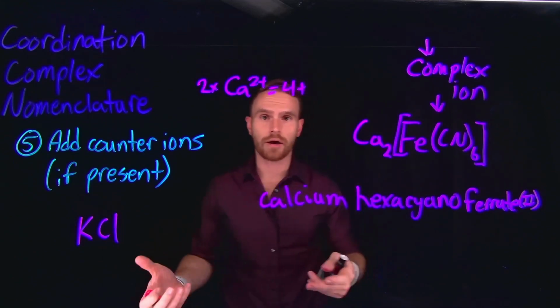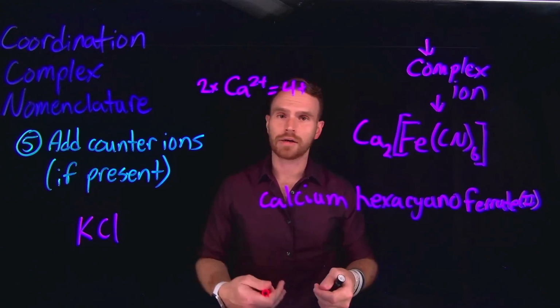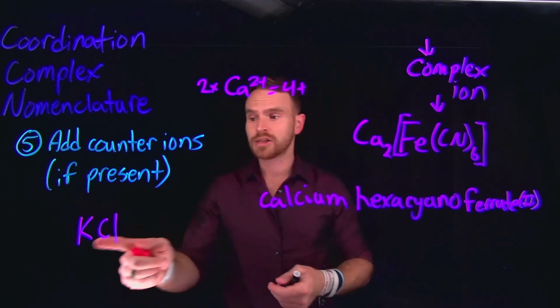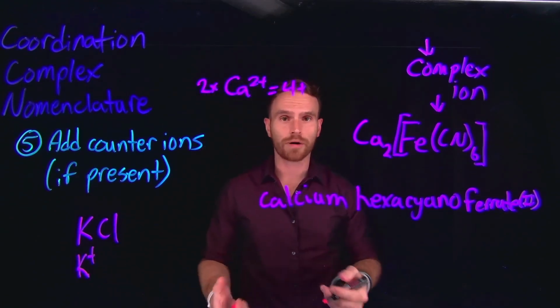And the reason that we don't need to indicate the charge on calcium is because it is one of the metal ionic species that only have a single type of charge. Calcium in its ionic state is always going to be calcium 2+, just like potassium in its ionic state, being an alkali metal, is always going to be a 1+ charge.